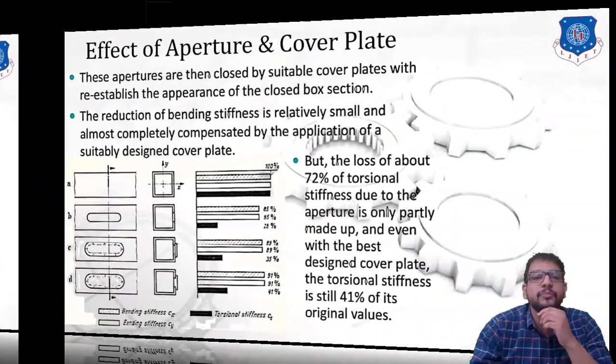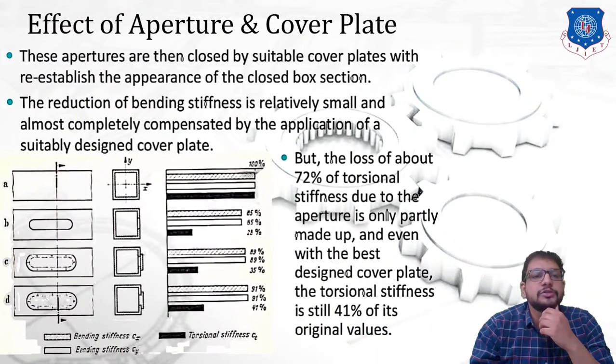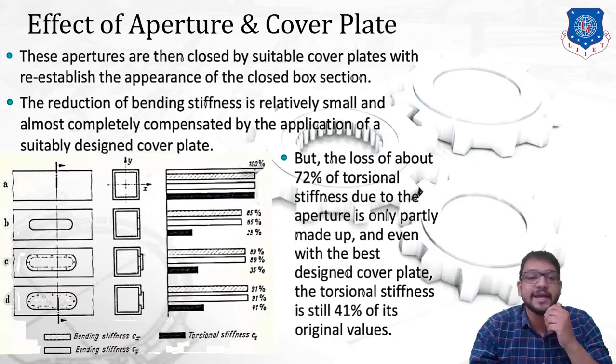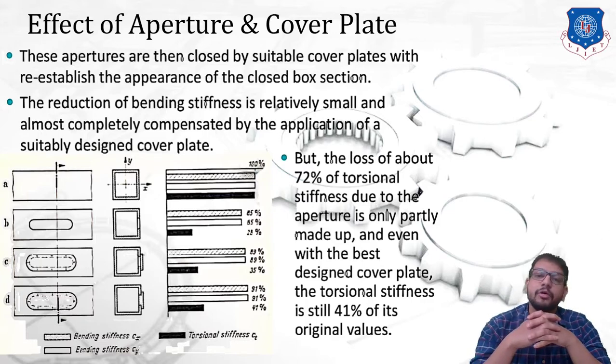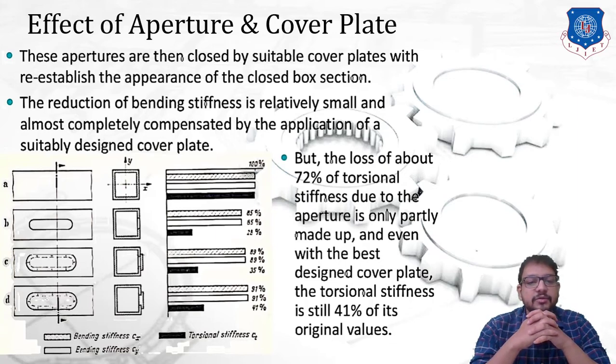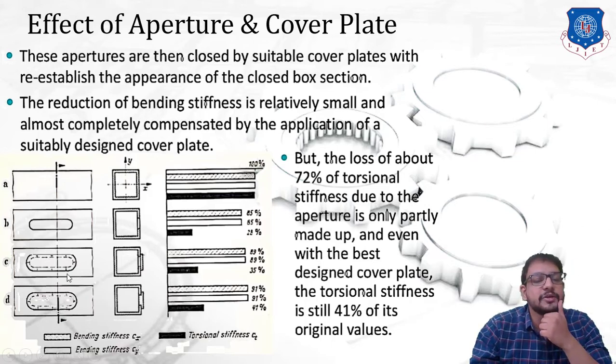Okay, now let's proceed further. Effects of aperture and a cover plate. These apertures are then closed by suitable cover plates, which re-establish the appearance of the closed box type section. The reduction of bending stiffness is relatively small and almost completely compensated by the application of a suitably designed cover plate. So you can clearly see the different types of bending stresses, bending stiffness and torsional stiffness shown in this diagram. Now, different shapes of aperture and aperture length have been described over here. You can see different A, B, C and D.